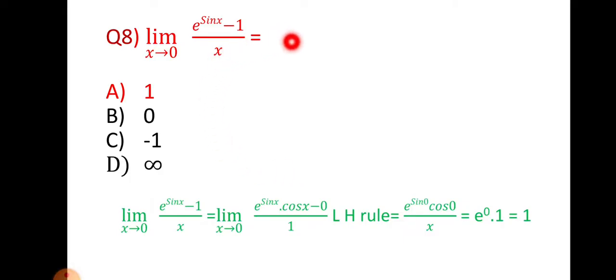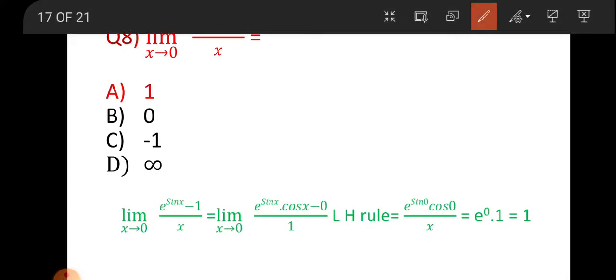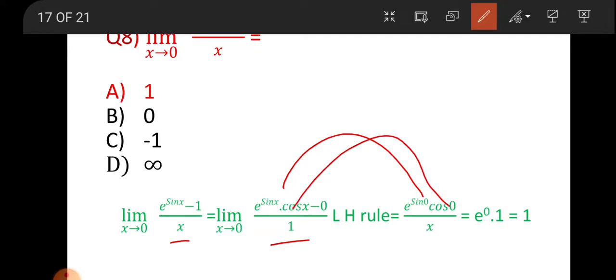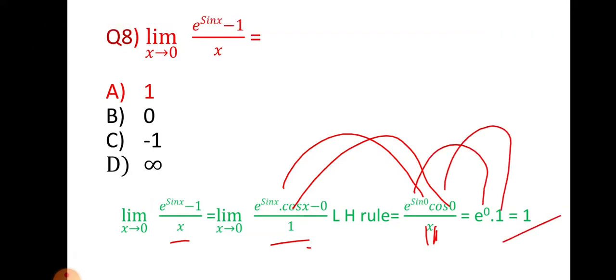In this case again we will use L'Hospital rule. Derivative of e to the power sin x is e to the power sin x dot cos x, derivative of 1 will be 0, and we know that derivative of this x is 1. And after using L'Hospital rule and substituting x is equal to 0, we get e to the power sin 0 and cos 0 divided by 1, and this will give us e to the power 0 and cos 0 is 1. So 1 will be the answer in this case. Option choice A is the correct answer for question number 8.